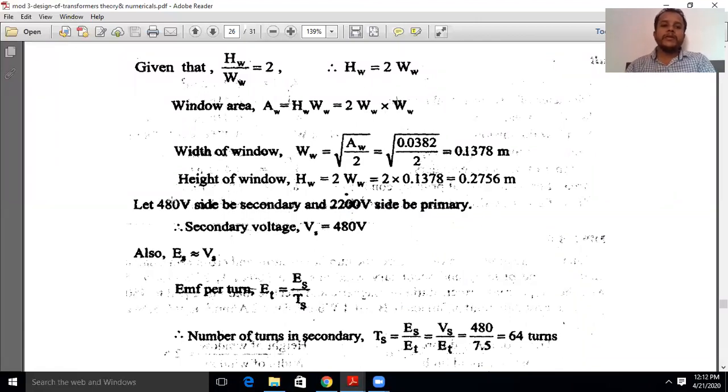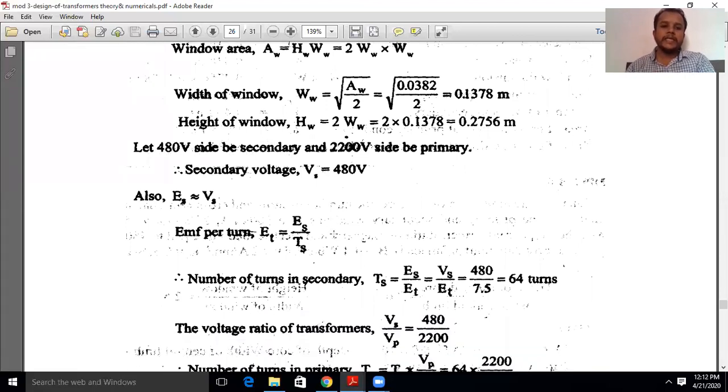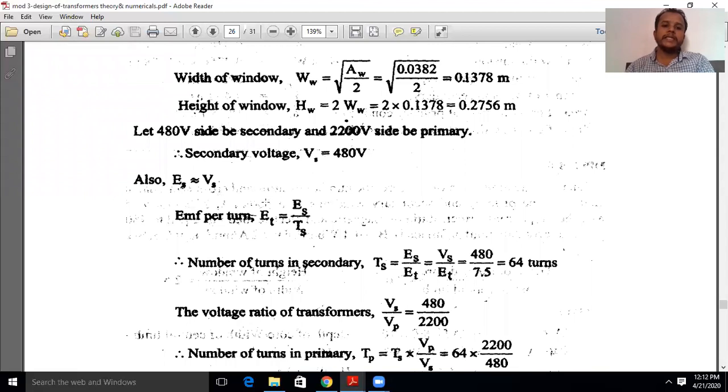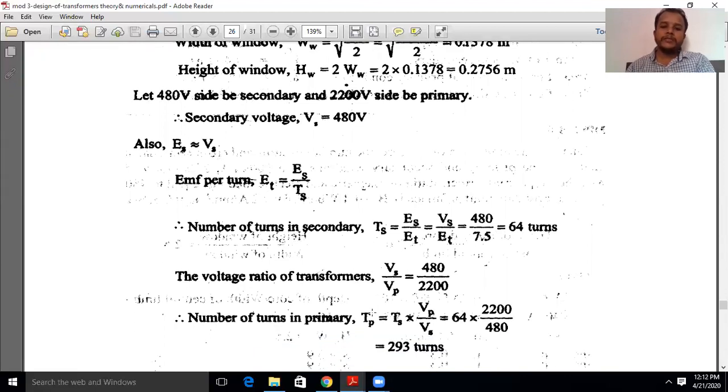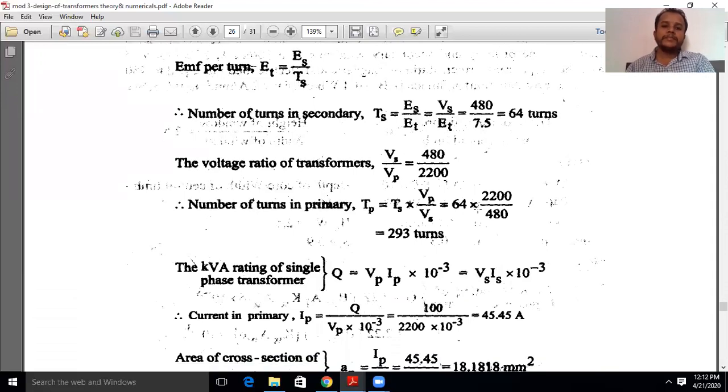So now go for the primary and secondary. Let the 480 volt side be secondary and the 2200 volt side be primary according to the given data. So secondary voltage Vs we can calculate as 480 volt, that is Es is equal to Vs. So EMF per turn Et is equal to Es by Ts. Now Ts will be 64 turns. If we take the voltage ratio of the transformer, that is Vs by Vp, it is 480 divided by 2200. So now we can easily calculate the number of turns in the primary.